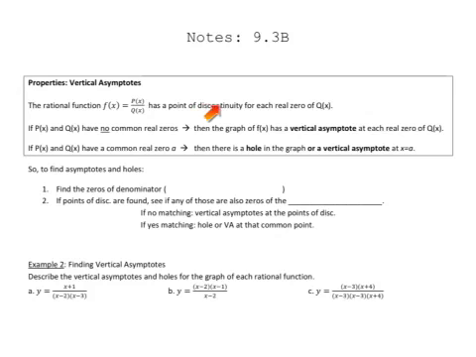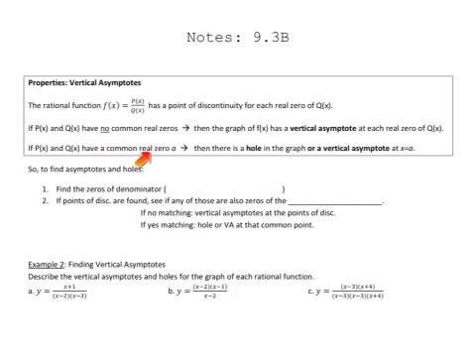So we know there's discontinuity for each real 0 of q of x, so that's the x values that make the denominator equal 0. We know there's discontinuity, but what type? Well, we're going to look at the zeros of the numerator as well, p of x. If p of x and q of x have no common real zeros, so none of the zeros are the same, then we know for sure that that point of discontinuity is a vertical asymptote. So if no common zeros, it's a vertical asymptote.